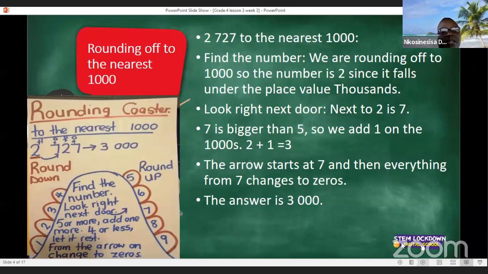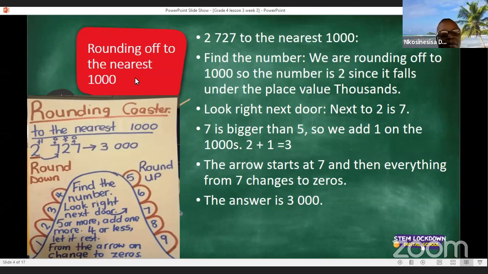Those that were here yesterday, you remember the rounding coaster, and I explained how it works. I said if the number is 1, 2, 3, 4, we round down, and if it's 5 to 9, we round up. But there are other steps that you have to do before you can check if the number is 1 to 4 or 5 to 9. If you use the rounding coaster, you can apply it to rounding off to 10, to 100, to 1,000, as long as you have mastered how it works.